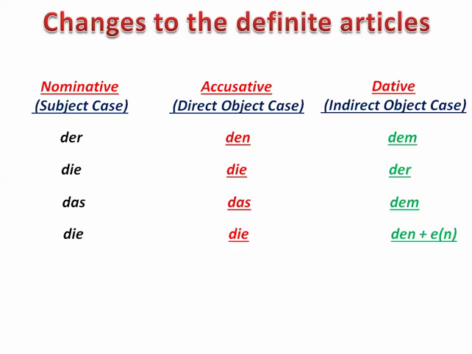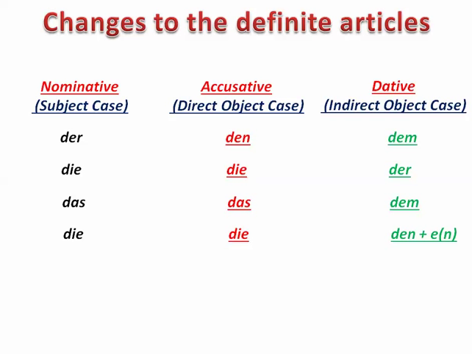So it doesn't change when it's the direct object, but when you get to the dative, you have what's called the dative plural, where the die will change to den, and then the noun will end in an en if possible on the end. So if it ends in an e, just add an n. If it doesn't end in either, normally you add an en.